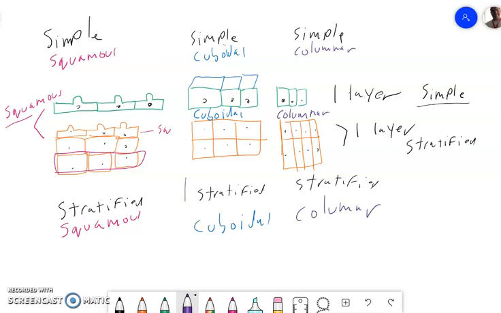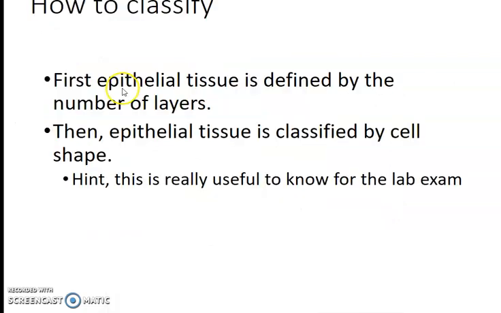Now, we're actually not going to look at these 2. These 2 are super rare. This one is in the areola of the mammillary region. This one's in some of the larger salivary gland ducts. So it's rare, we won't look at it, but we're going to look at the other ones and then 2 special epithelial tissues. So epithelial tissue is defined by first the number of layers, the first name, then the shape of its cell, its last name. And this is really useful for the lab exam.